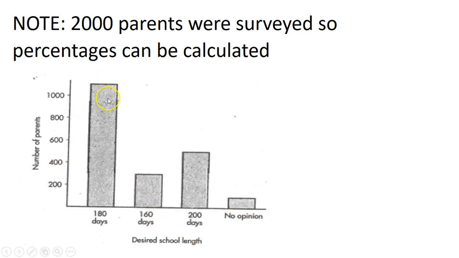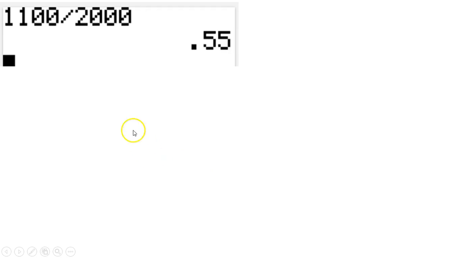So it's the number of parents that are saying their opinions for each one. Okay, 180 days. I get it. It's a number, right? Doesn't mean it's quantitative. It's the number of days that we're talking about. Desired length of school labeled, number of parents labeled, right?